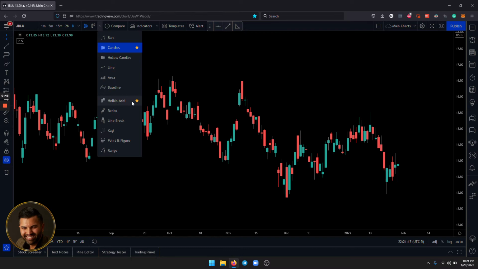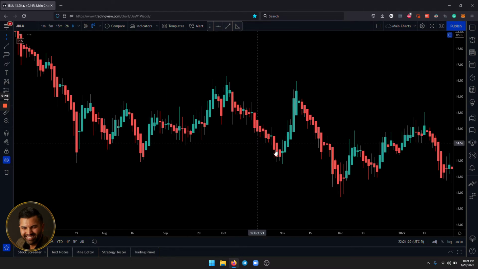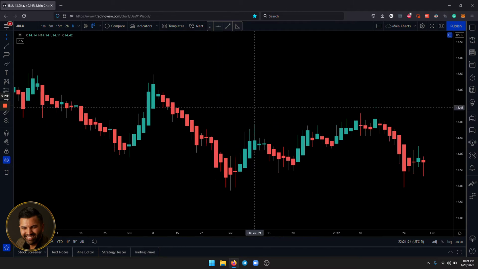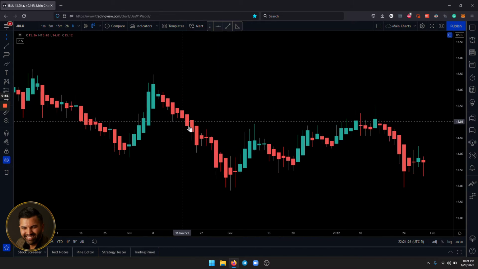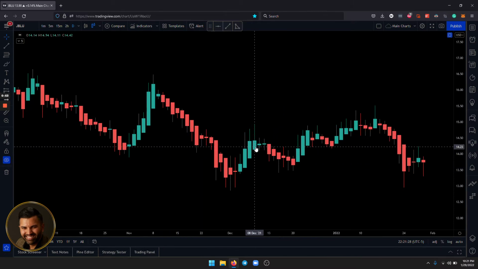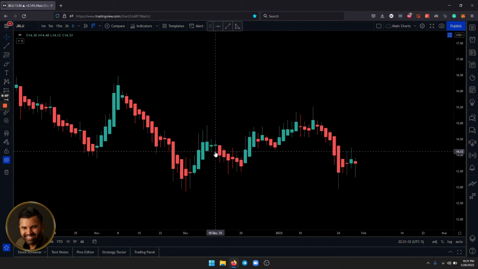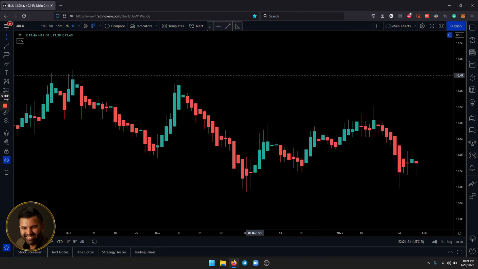Right here, Heikin-Ashi. I started already, so boom. Look, now it looks a lot cleaner. You notice that you can clearly see the trends going down, the trend change, right? So let's go through what these candles and the wicks represent on the Heikin-Ashi. But before we do that, you got to do this.